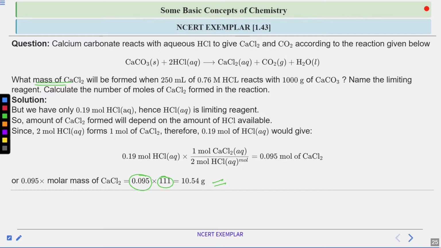So why are we multiplying, sir? Which multiplication are you asking about, Abhi? One part of the question is asking to calculate the mass of CaCl2. The number of moles is simply given mass by molar mass, so the given mass can be calculated by molar mass into number of moles. Molar mass is 111 and number of moles is 0.095. For that reason, we are multiplying. Is it clear now?